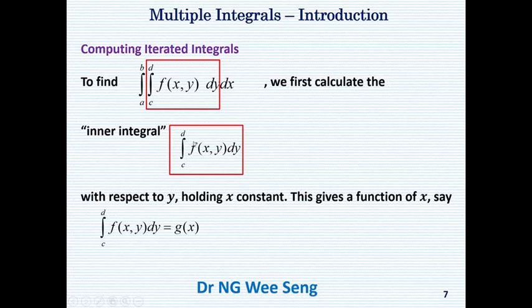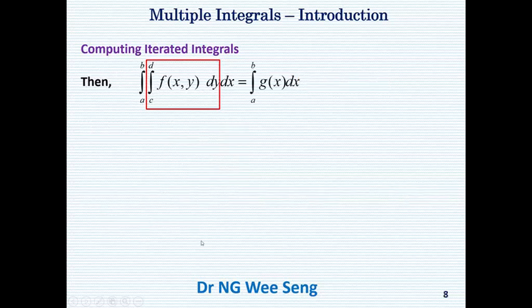Y will disappear because when you integrate a function with respect to y, y will eventually be substituted with the integration limits, but x will remain, which is why we get a function of x. Obviously, what you now need to do is to replace this integral in the box with g(x). And now you end up with an integration in one variable. So that's how we compute an iterated double integral.